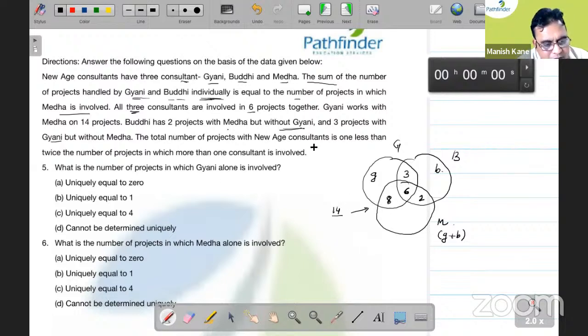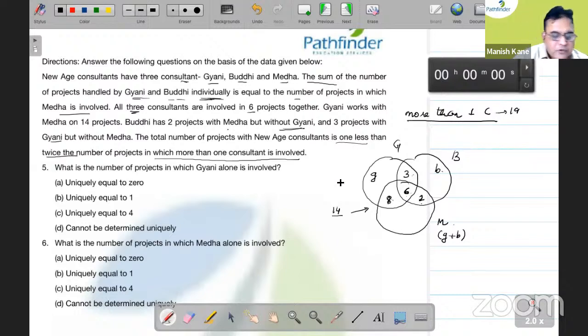The total number of projects with new age consultants is 1 less than twice the number of projects in which more than one consultant is involved. So how many projects have more than one consultant involved? These numbers: 3, 6, 8 and 2. 3, 6, 9, 8, 17 and 2, 19. So the total projects is 1 less than twice this number. So obviously the total projects must be 19 into 2 minus 1. That is 37 projects.